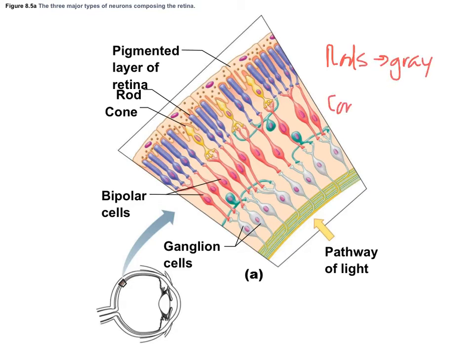All right, while cones, which are these guys right here, allow for color vision. They're most dense in the center of the retina, and then they have this area, the fovea centralis, which is where we see cone color. There are actually three types of cones. Different cones are sensitive to different wavelengths of light.